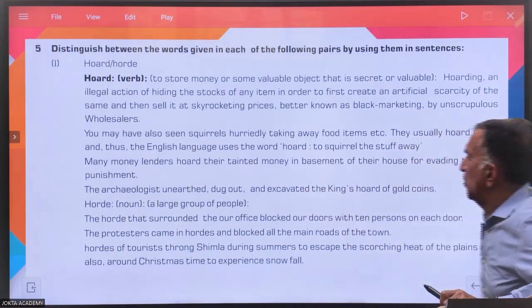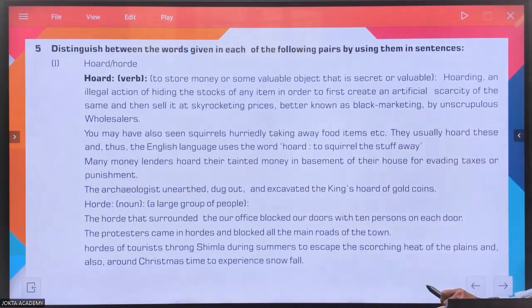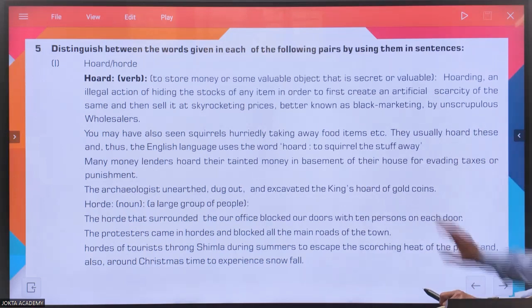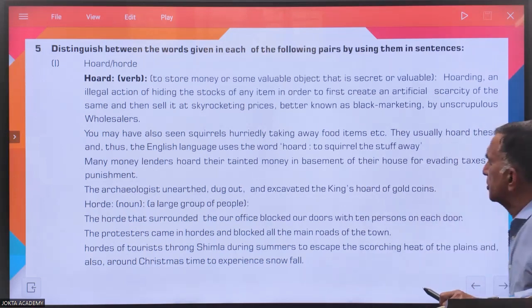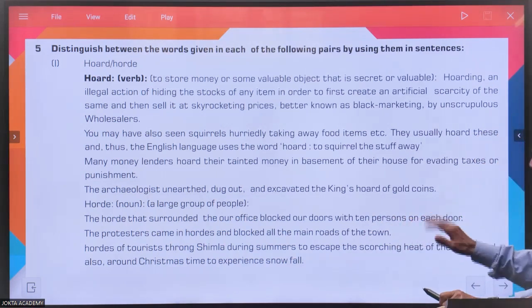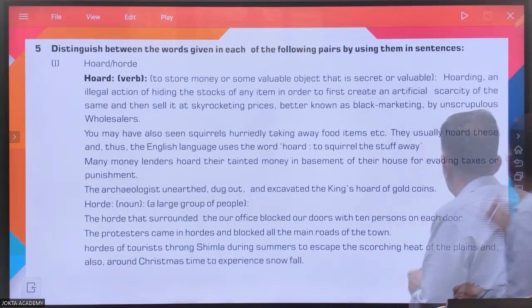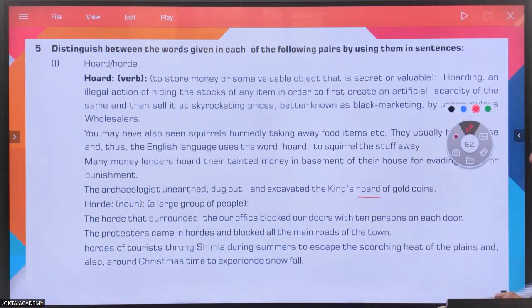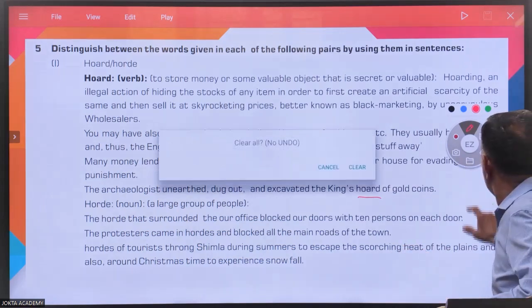Many money lenders hoard their money, tainted money, in the basement of their house for evading taxes. So the meaning of hoard is clear from the sentence. The archaeologist unearthed, dug out and excavated the king's hoard of gold coins. So the meaning of hoard is clear from the sentence.